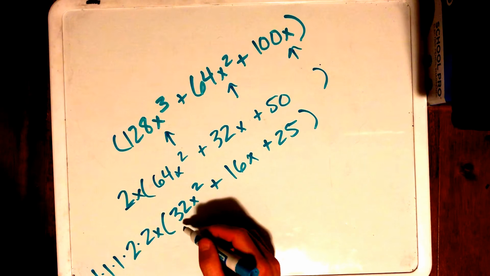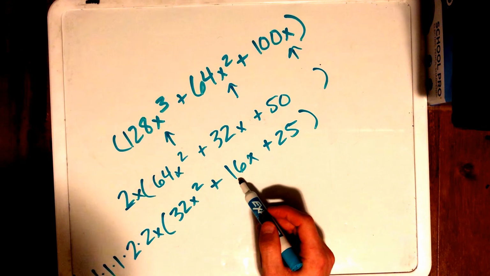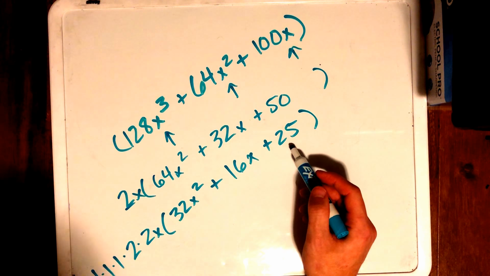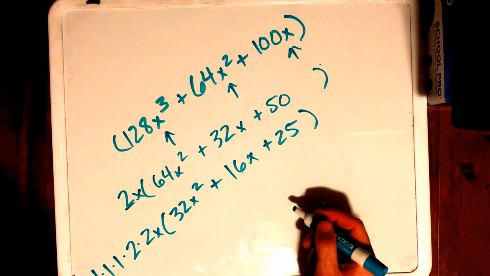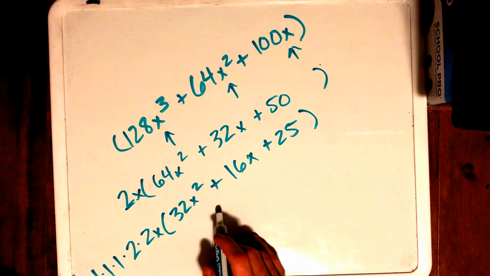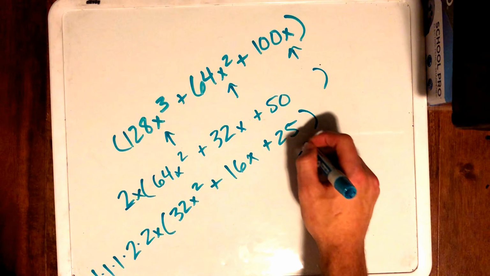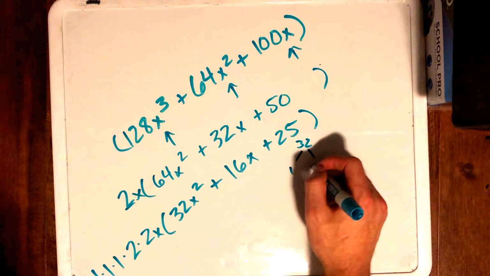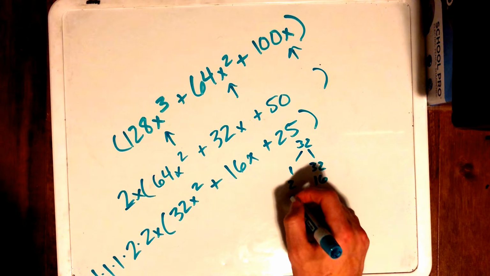I go to 5s. Can I pull a 5 out of 32? No. Can I pull a 5 out of 16? No. Can I pull a 5 out of 25? Yes, but it doesn't matter because I couldn't pull a 5 out of these first two terms. Now, if I got to 5s and I still wasn't sure, and the numbers were small enough, I would probably go to factor trees.